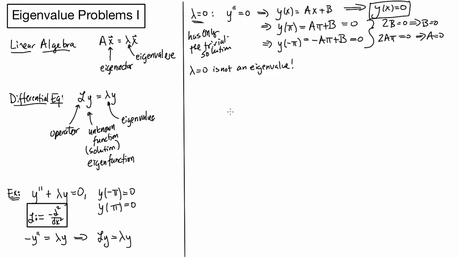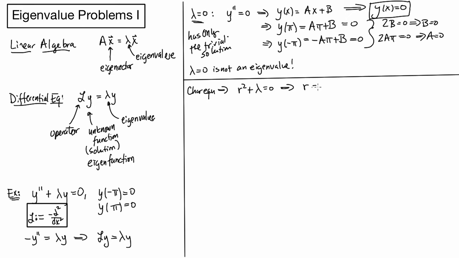Now, technically we would need to do cases, and the reason that we would need to do cases, if you want to think of it this way, is when I look at this particular equation, we know that the characteristic equation is of the form r squared plus lambda equal to 0, so that r is plus or minus i times the square root of lambda. So if lambda is greater than 0, we end up getting oscillations to occur.